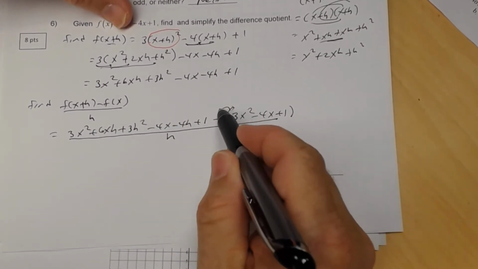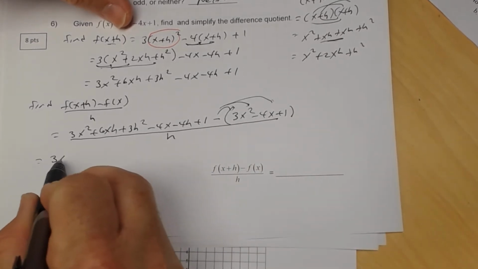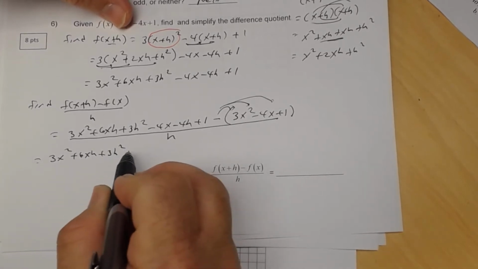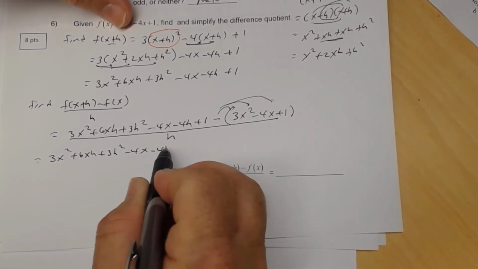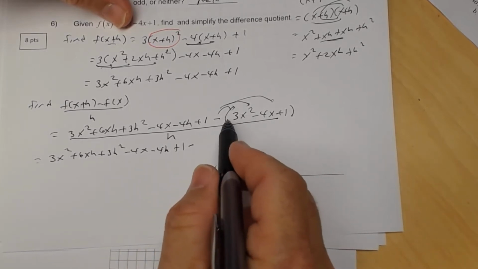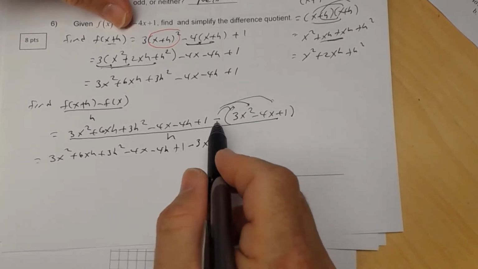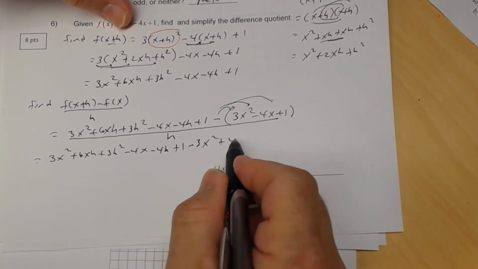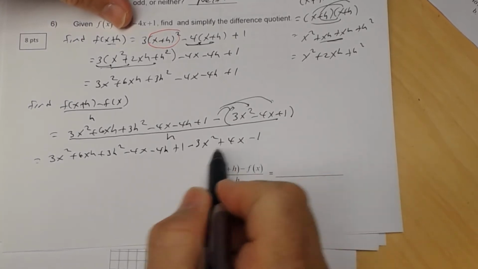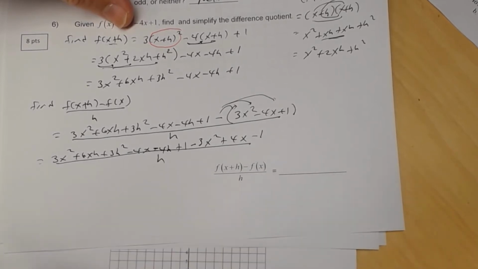Now let's go ahead and distribute the negative 1 through here, or add the opposite of this. So I get 3x squared plus 6xh plus 3h squared minus 4x minus 4h plus 1, that's an h here, minus, and then when I subtract a positive 3x squared, I get a negative 3x squared. When I subtract a negative 4x, I get a positive 4x. And when I subtract a negative 1, I get a negative 1. All over h. That was minus right here.